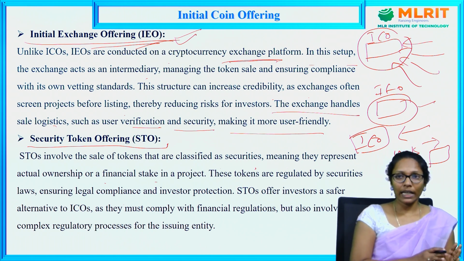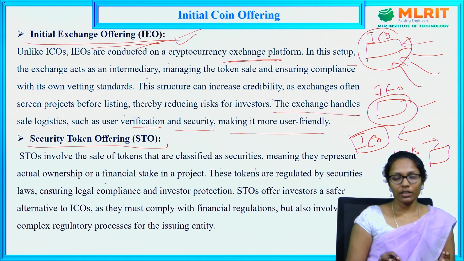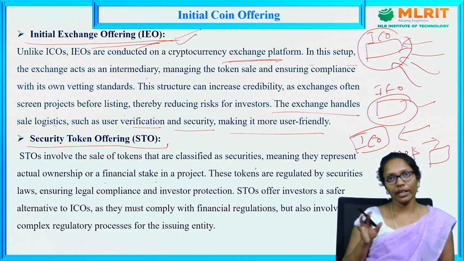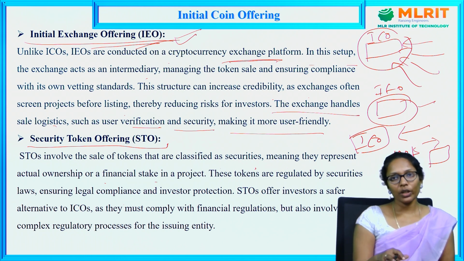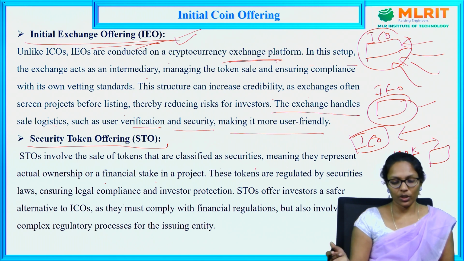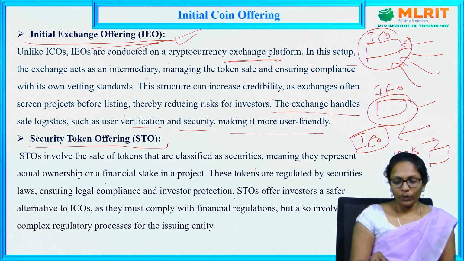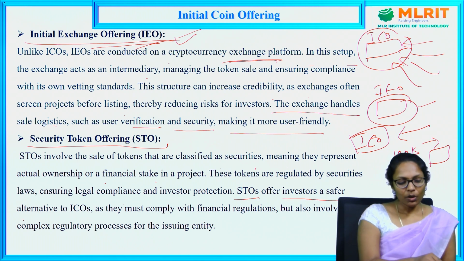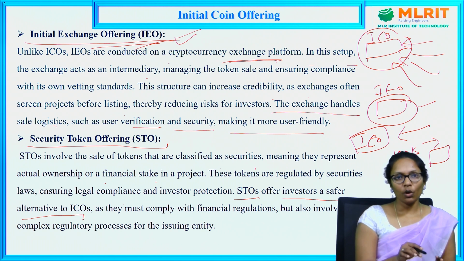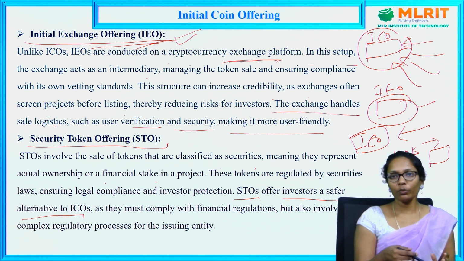If it is an ICO, that's on a person's interest. Without following any regulations or taking any permission, I can raise an ICO. But the security token offering is not like that. We should take some permissions and follow some rules and regulations here. So STOs offer investors a safer alternative to ICOs. ICO is not so safe. Why? Because it doesn't take any permission and it's not following any regulations.